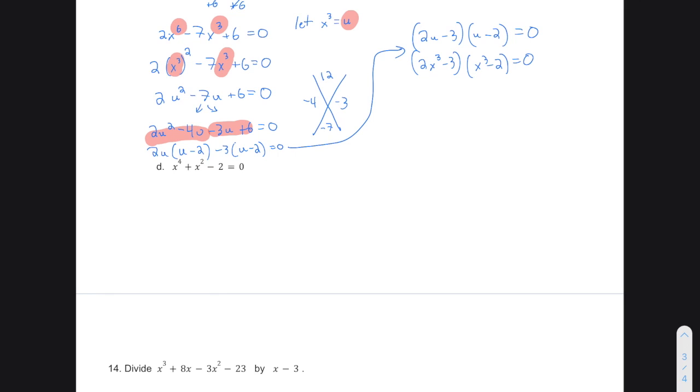All right. So now we use our zero product property. We can say that 2x cubed minus 3 equals 0. We can also say that x cubed minus 2 equals 0. Okay. We'll end up with x cubed equals positive 3/2. We will also end up with x cubed equals positive 2. We take the cube root of each side and we get x equals the cube root of 3/2. And we end up with x equals the cube root of 2.